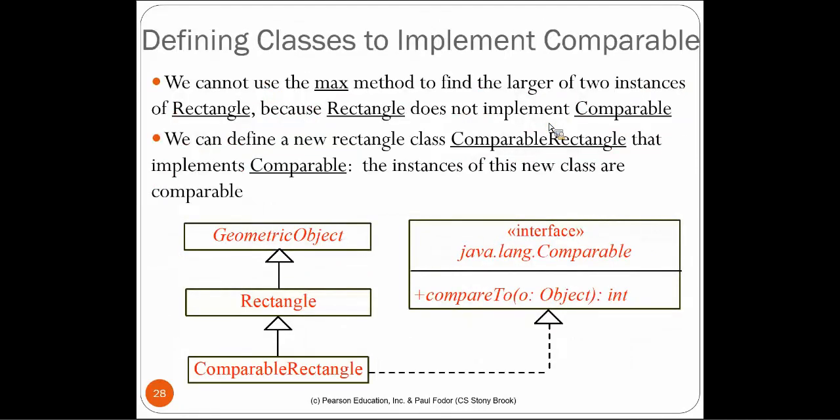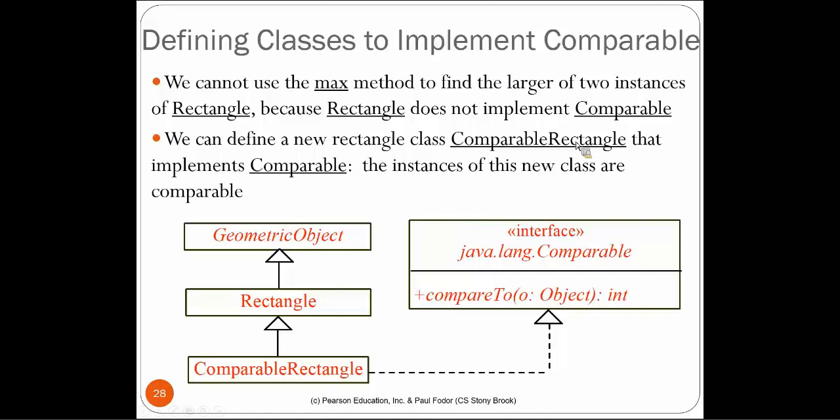Defining classes to implement Comparable means that our current class implements the Comparable interface, and then we implement the compareTo method, the method that is defined as abstract in the interface. We cannot use the max method on classes that do not implement the Comparable interface, because the method only takes Comparable objects, or objects that are comparable.